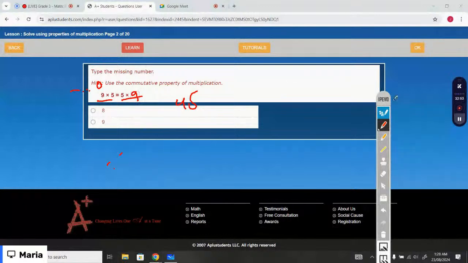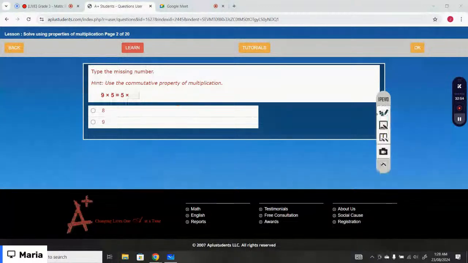The missing number is 9. Option number 2 is the correct option.